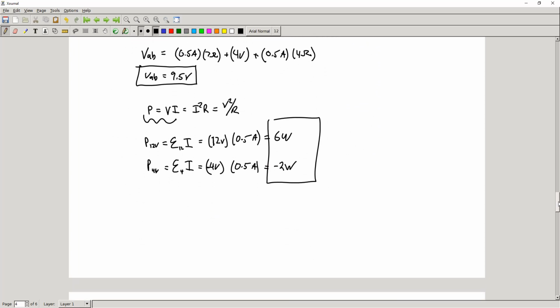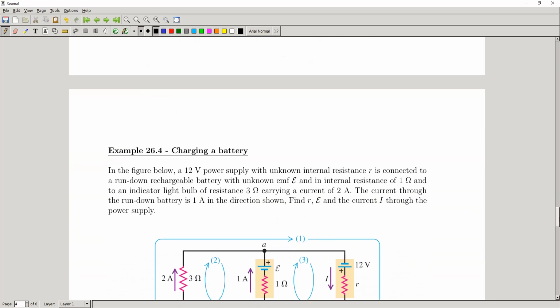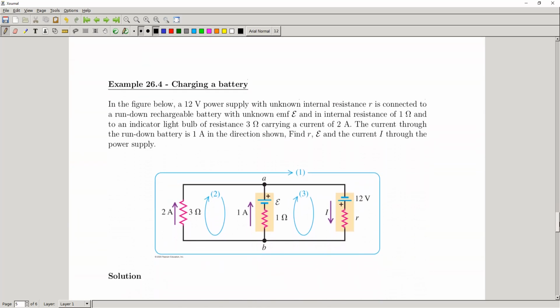So that is one example. This is a fairly simple application of Kirchhoff's loop rule here. We're going to see a more complicated one afterward, but I think we have something else before. Okay, that's a little more complicated.